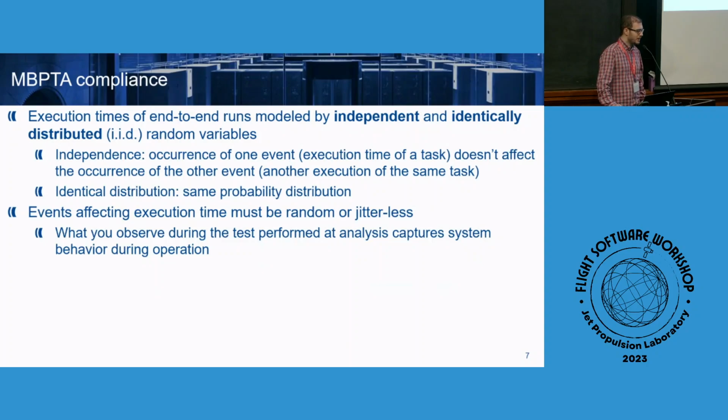Independence means that the execution of one instance of a program should not affect the execution time of another instance of the same program. Identical distribution means that I'm observing the same probability distribution, as I'm executing actually the same software. In order to achieve this, we have to study which are the events that affect the execution time and make them either random or jitterless. And this way we can ensure that what we observe at analysis time will hold at the operation time of the system.